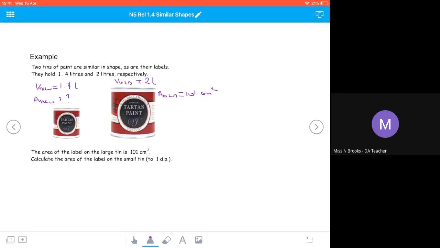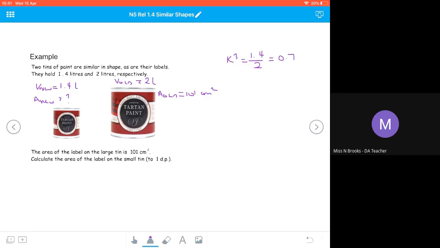So, as I said at the beginning of this video, we can't just go from volume to area. We have to go from volume scale factor back to length scale factor and then forward to our area scale factor, and then we can multiply it by our A old. So, first thing to do is work out what k cubed is. So, k cubed equals, and we're trying to work out the smaller tin of paint, so it's small over big. So it's 1.4 over 2, and for this particular example, it's probably easier to write it as a decimal.